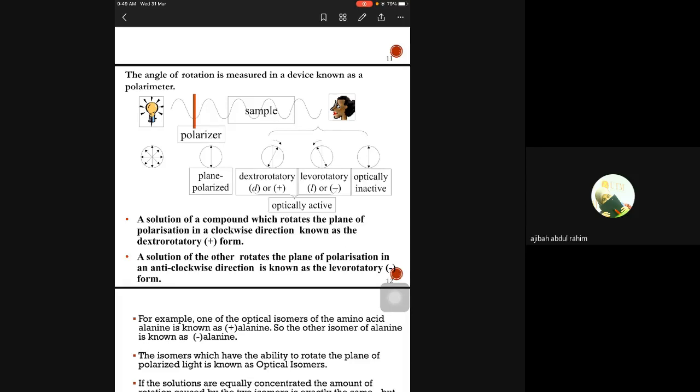Those compounds that don't rotate the plane polarized light at all will be considered as optically inactive. Okay, optically inactive.